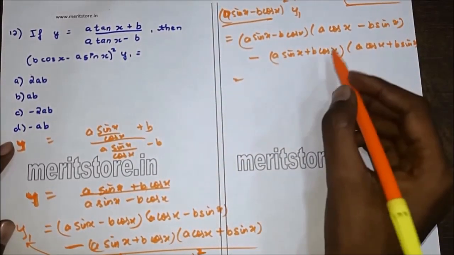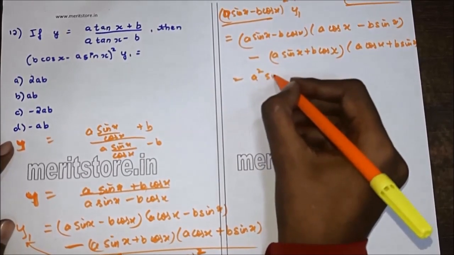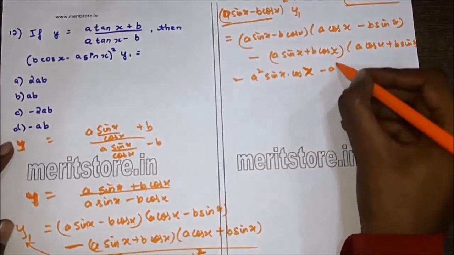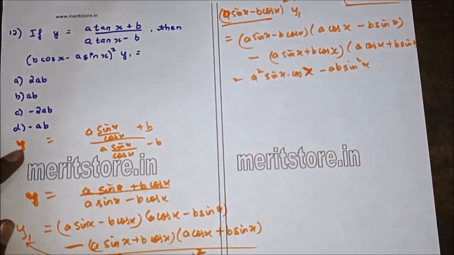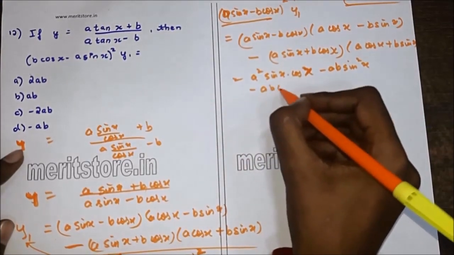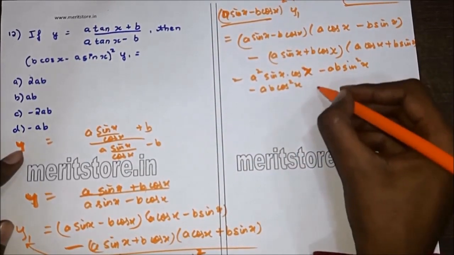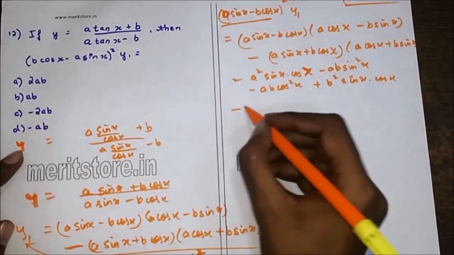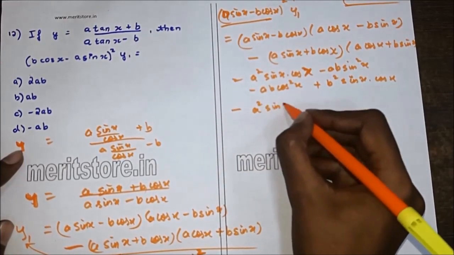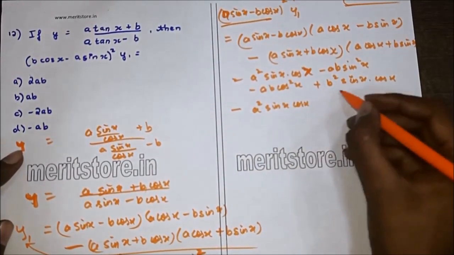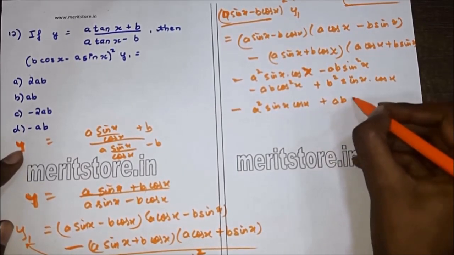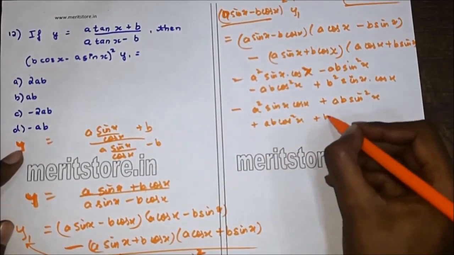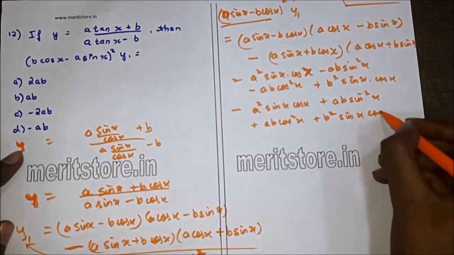We expand the brackets, so we get a square sin x cos x minus ab sin square x minus ab cos square x plus b square sin x cos x. Similarly, a square sin x cos x plus ab sin square x plus ab cos square x plus b square sin x cos x.